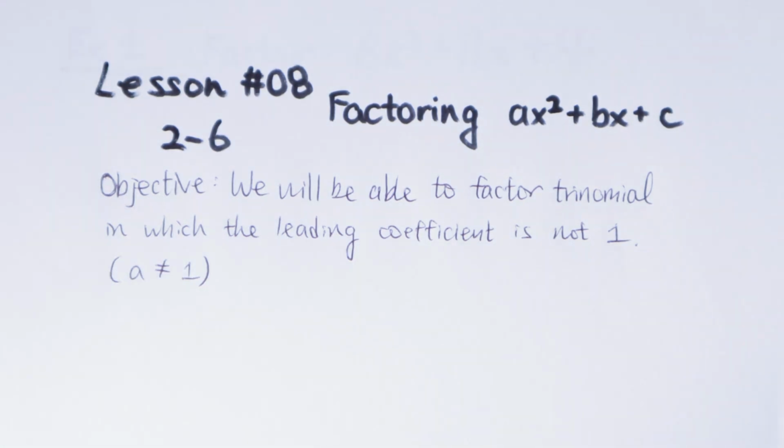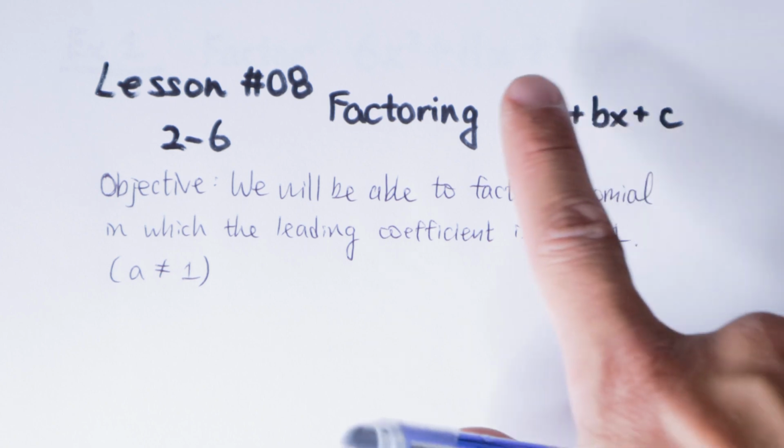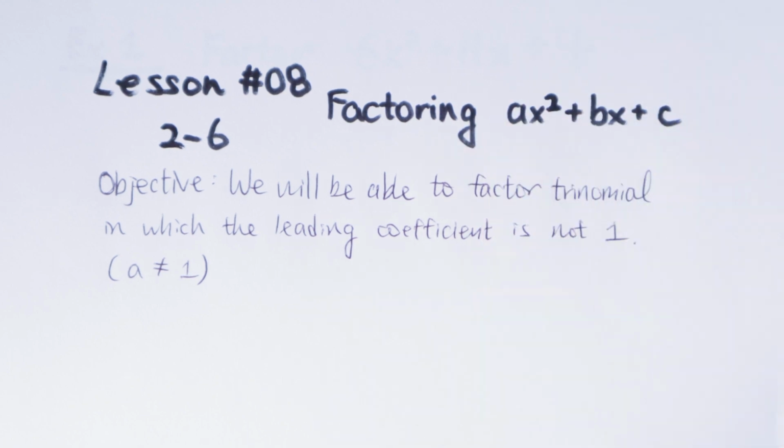So we want to take a look at what happens when you have a trinomial in which, different from last week, the leading coefficient is not 1. Because last week, you have been using the x game to factor all trinomials when there's no number in front of the x squared.